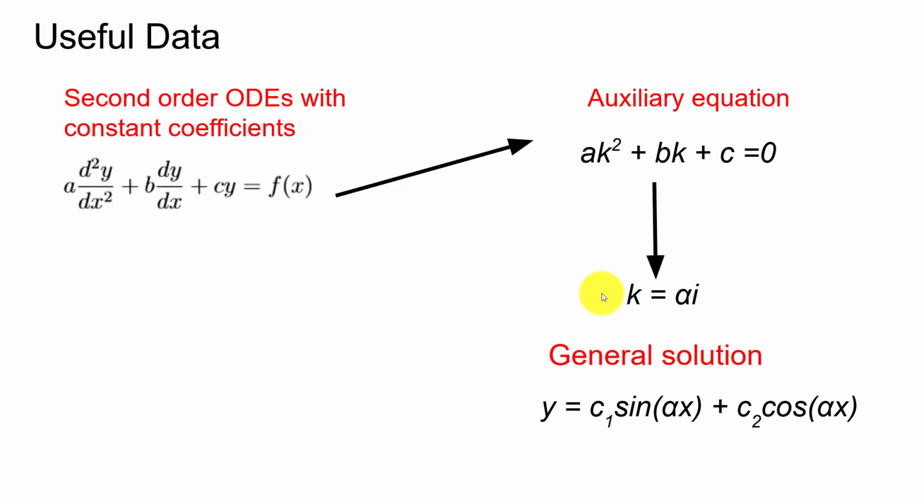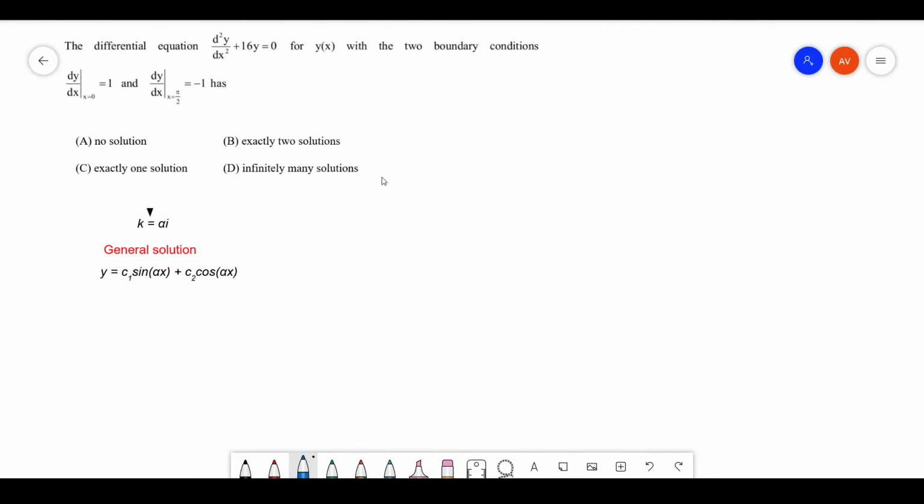If your solution is equal to some coefficient alpha times the imaginary variable i, that means your k is imaginary. Therefore, your general solution can be written in this functional form. Let's see how to utilize this functional form in this particular problem. First, let's see how to get the auxiliary equation.